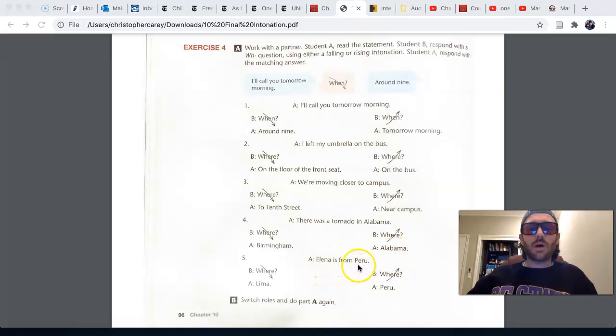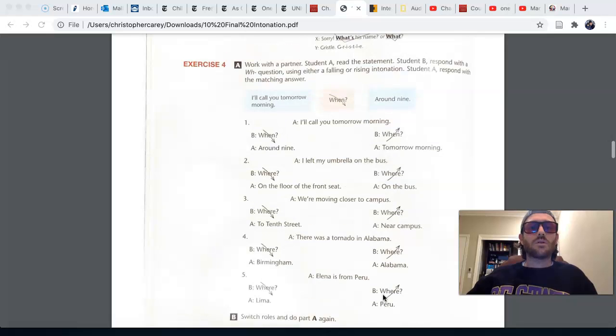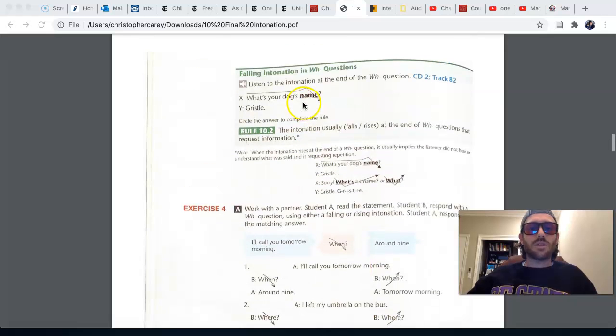Elena is from Peru. Where? Lima. Elena is from Peru. Where? Peru. So, in summary, with WH questions that have falling intonation at the end, you're requesting information.